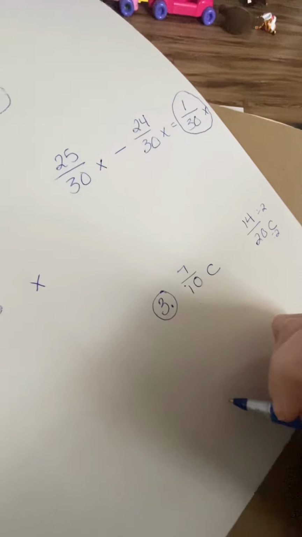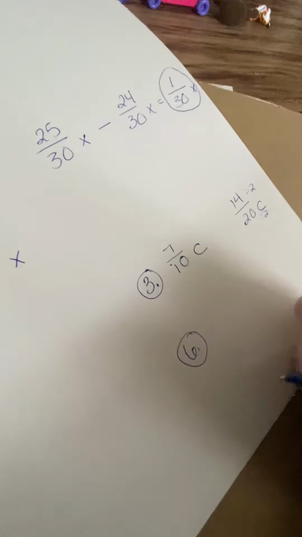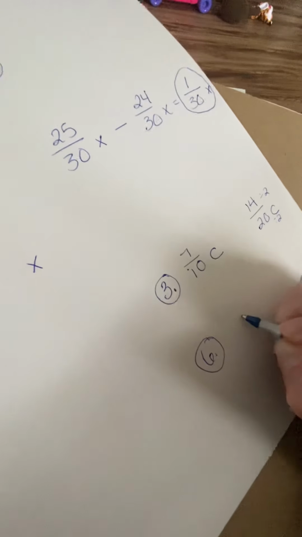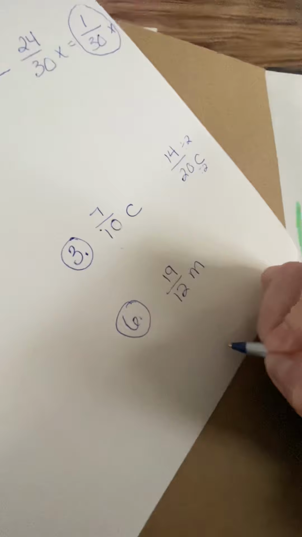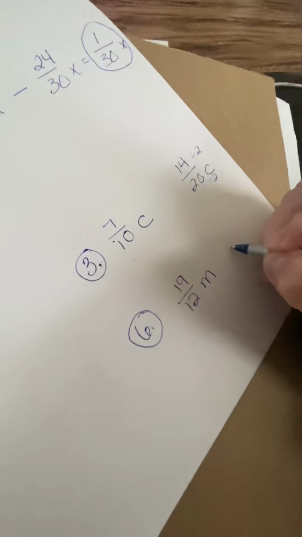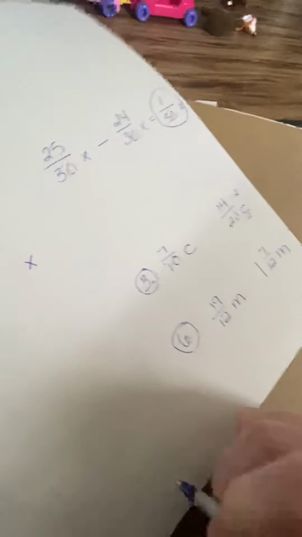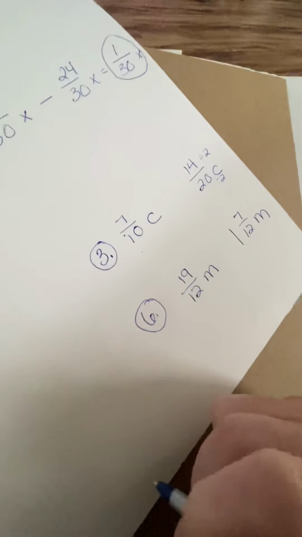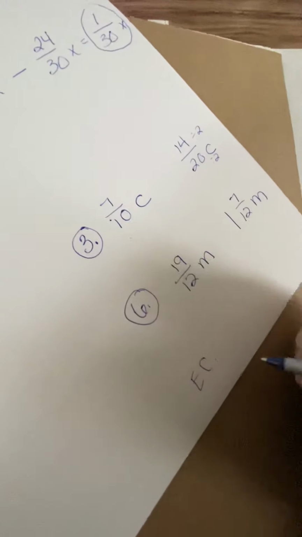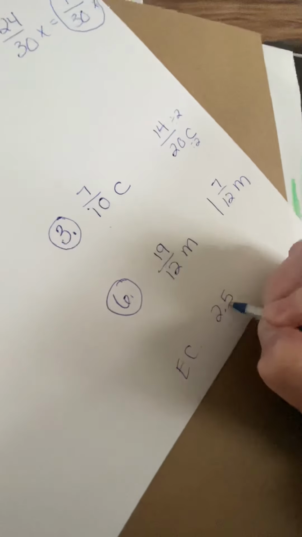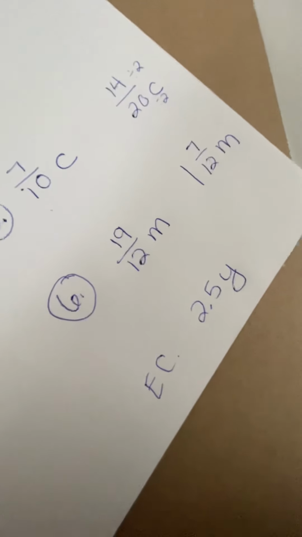The answer to number 6 is 19/12 m. Or if you change that to a mixed number, 1 and 7/12 m. The answer to the extra credit is 2.5 y. You had to find the difference, so you were subtracting.